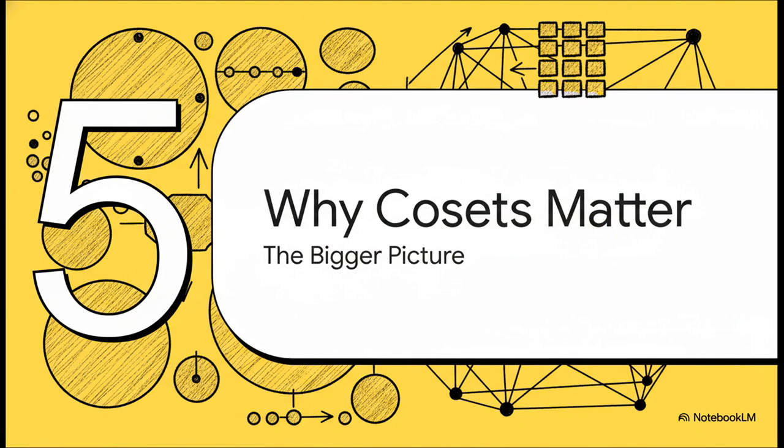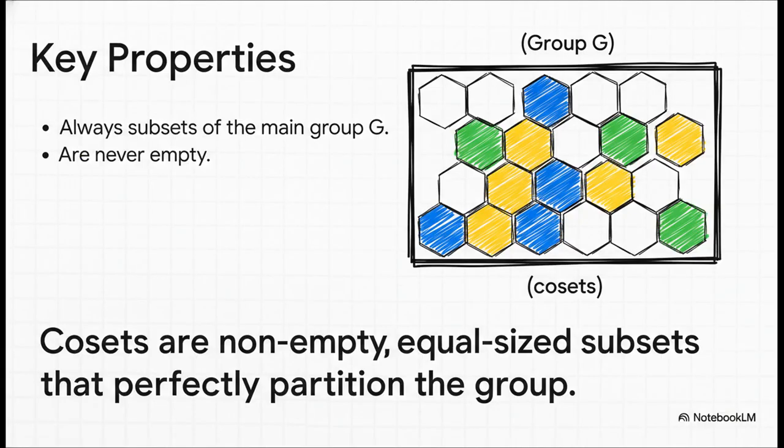So, okay, we've defined them, we've built them, we know there's a left and a right version, but who cares? Why does any of this actually matter? Let's pull back and look at the bigger picture. Here is the real payoff. Our source material points out these key properties. Cosets are always part of the main group. They're never empty. And here's the most important part. They chop up the entire group into these separate non-overlapping chunks that are all the exact same size. It's like you're tiling a huge floor. Every tile is identical and they fit together perfectly with no gaps. That's what cosets do for a group.